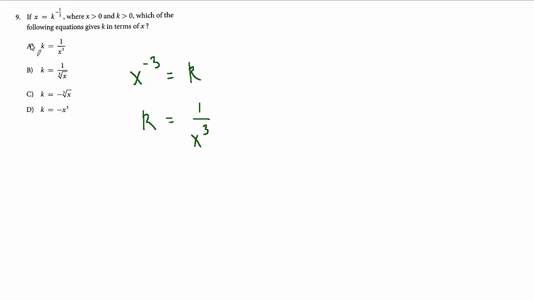And so that looks like answer choice A, and that doesn't break down as a result of these conditions, x and k both being positive. That's not going to interfere in any way with that being true.